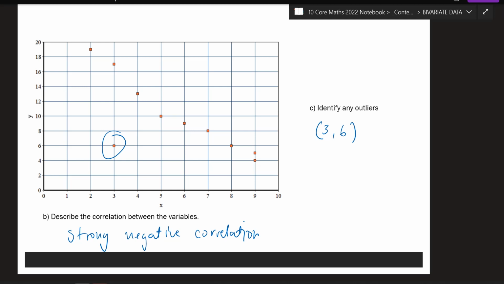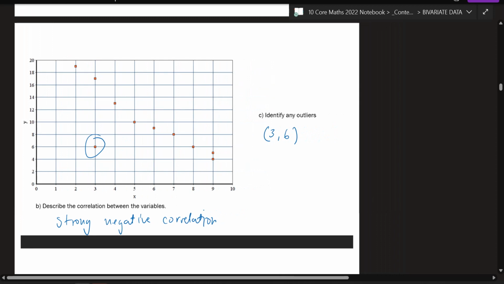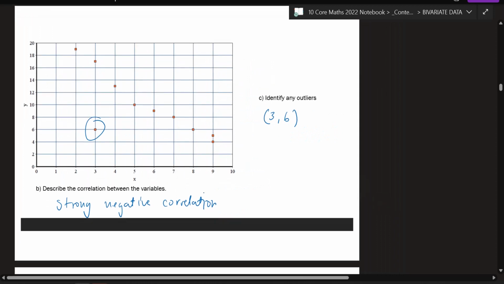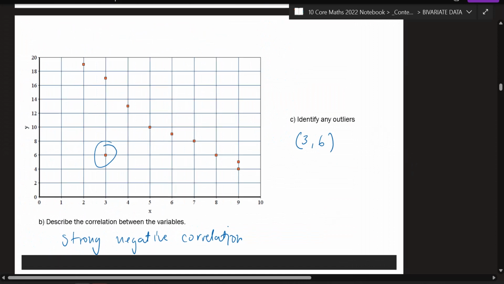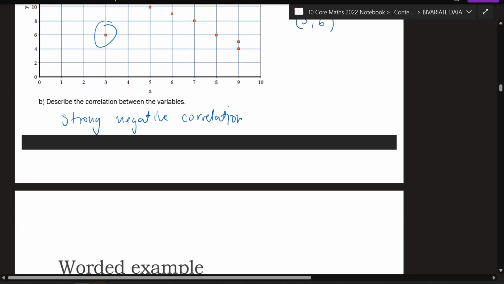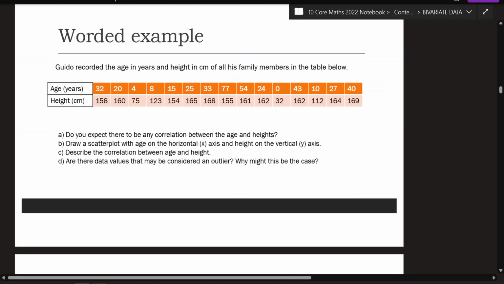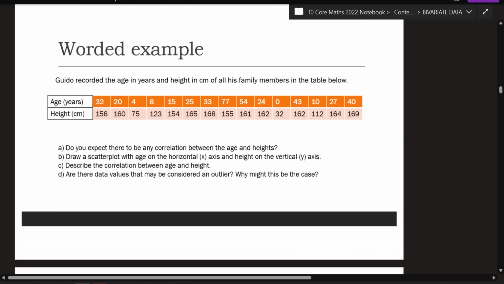So this is essentially all you're going to be doing for this chapter, these sort of questions. Let me just move ahead, and then we'll do one more example, then you guys can start working. Okay, cool. I'll get you guys to do this one, okay?